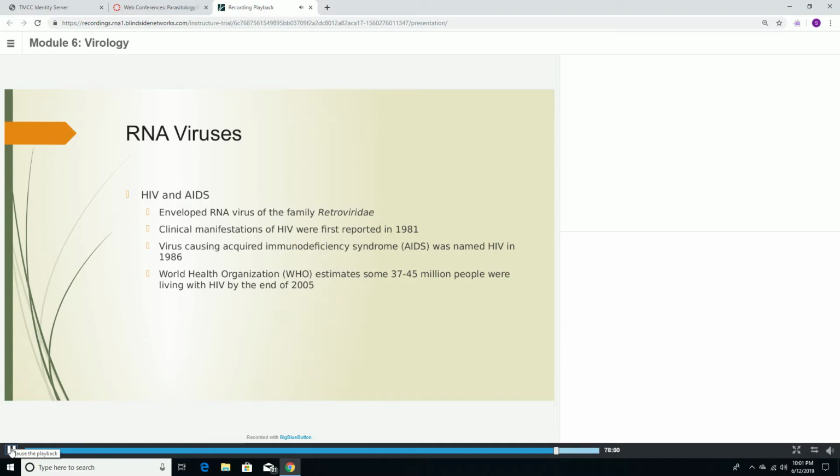HIV and AIDS. They're enveloped RNA viruses from the family Retroviridae. They're also known as retroviruses. Clinical manifestations of HIV were first reported in 1981. It's the virus that causes acquired immunodeficiency syndrome, or AIDS, and it was named HIV in 1986.